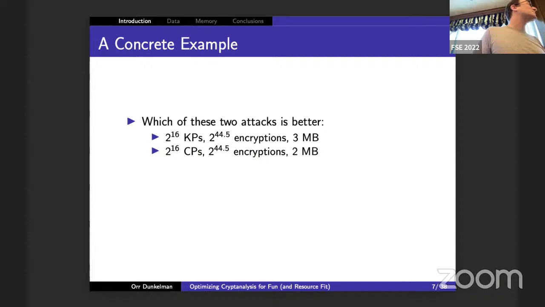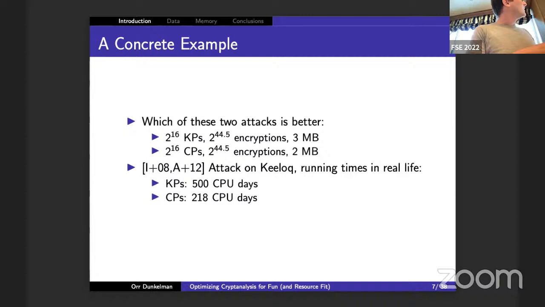And of course, this is a trick question because in our attack, the non-chosen-plaintext variant, using the same amount of time, needed 500 CPU days versus only 218 CPU days for the chosen plaintext, because the chosen plaintext allowed us to have a structure in the way we accessed memory. It's not that there was a problem storing 3 megabytes of RAM, it's just that you had structure in the way you access memory, and therefore in the implementation, it was almost twice as fast, slightly more than twice as fast.